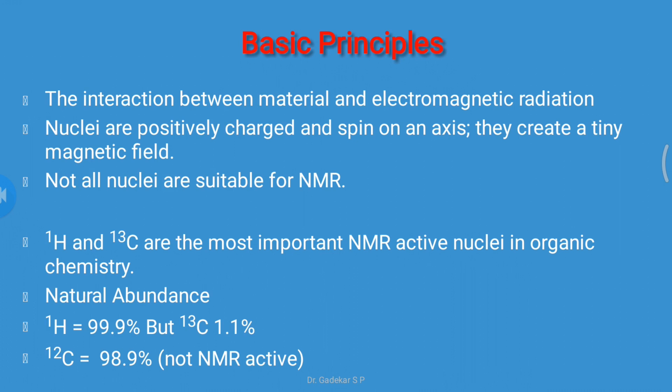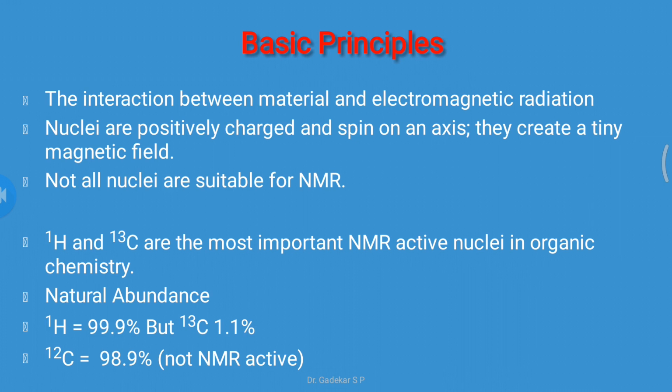Like electrons, the nuclei of atoms also spin about an axis, and the spinning of the positively charged nuclei generates a magnetic field directed along the axis. So this nucleus acts like a small, tiny magnet.